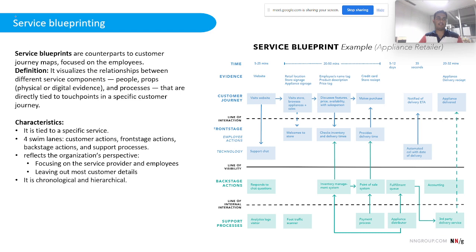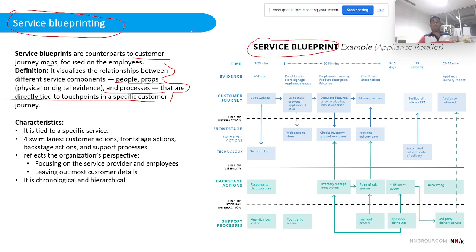The very last technique is called service blueprinting. Service blueprinting is the counterpart of customer journey maps. Customer journey maps give you details about phases as well as details about actions and thought processes. However, a service blueprint will provide you a visual relationship between different service components like people, props, and processes. This is very similar to your flow model or cultural model. However, here we deal with services.